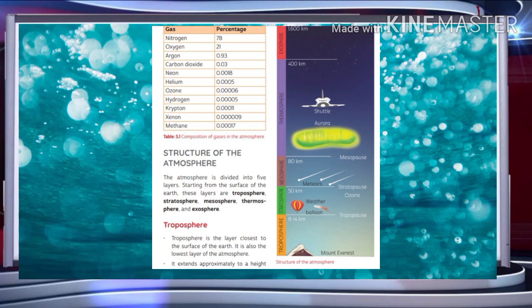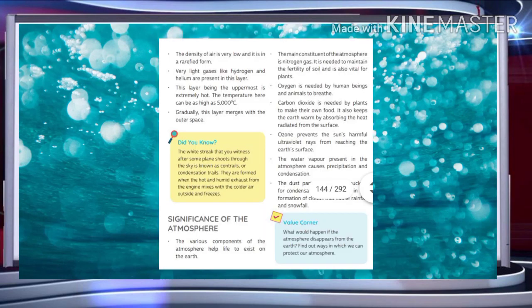The uppermost layer of the mesosphere again is known as mesopause. The next layer is thermosphere, which lies above the mesosphere. It extends up to the height of 400 kilometers above the sea level. In this layer, the temperature begins to increase rapidly with increase in altitude. It reaches almost more than 1500 degrees Celsius.